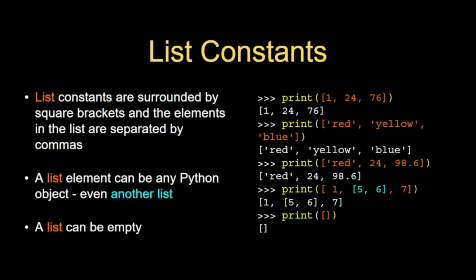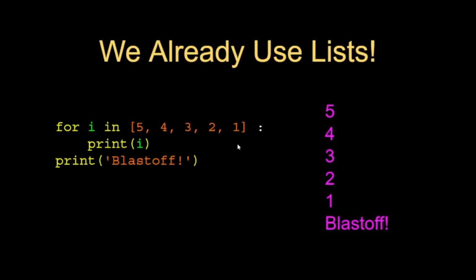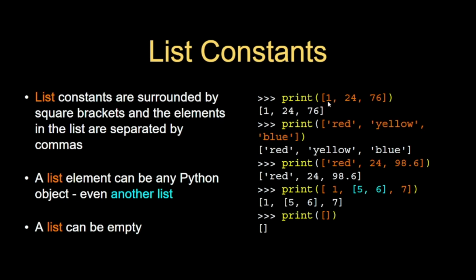In the next slide we can see what list constants are. List constants are surrounded by square brackets and the elements in the list are separated by commas. So here is an example of a list where you can see there is a square bracket, and it contains three values, 1, 24 and 76. This is a list because it contains more than one value in the collection and all three values are separated by a comma. So if we print this list, it will print 1, 24 and 76.